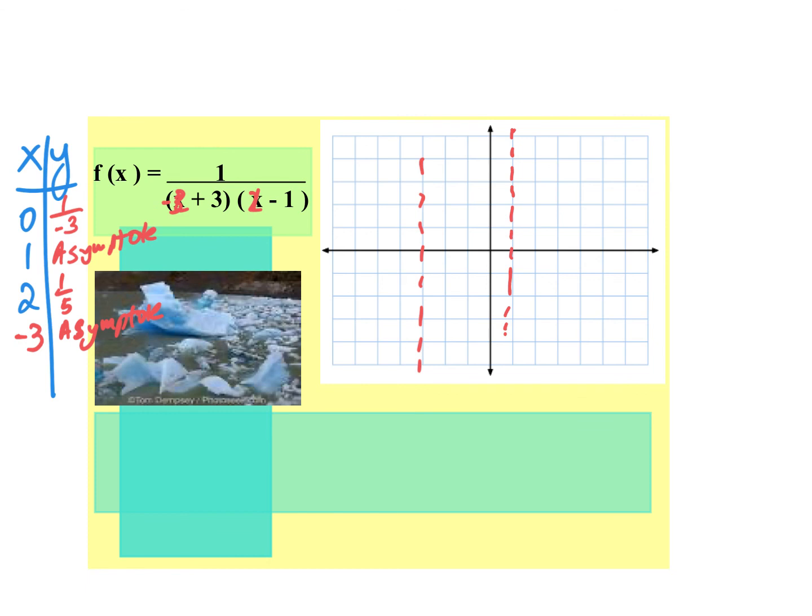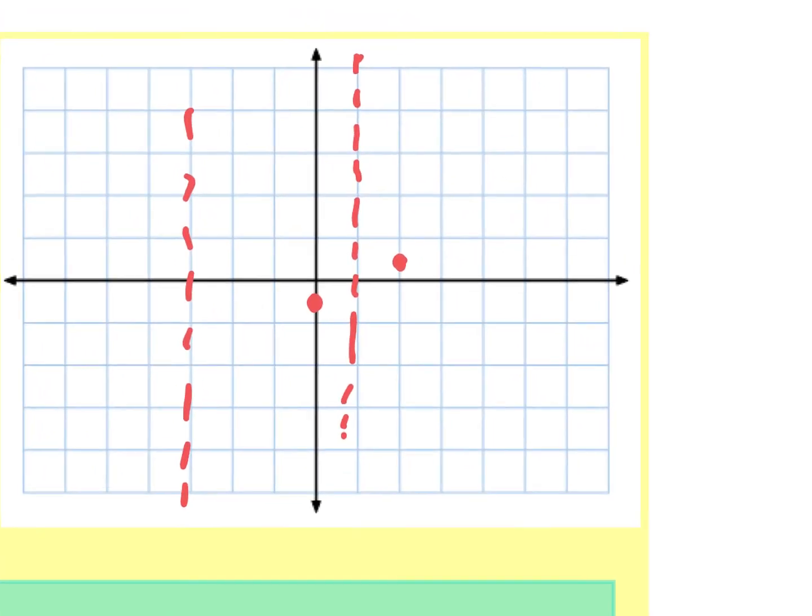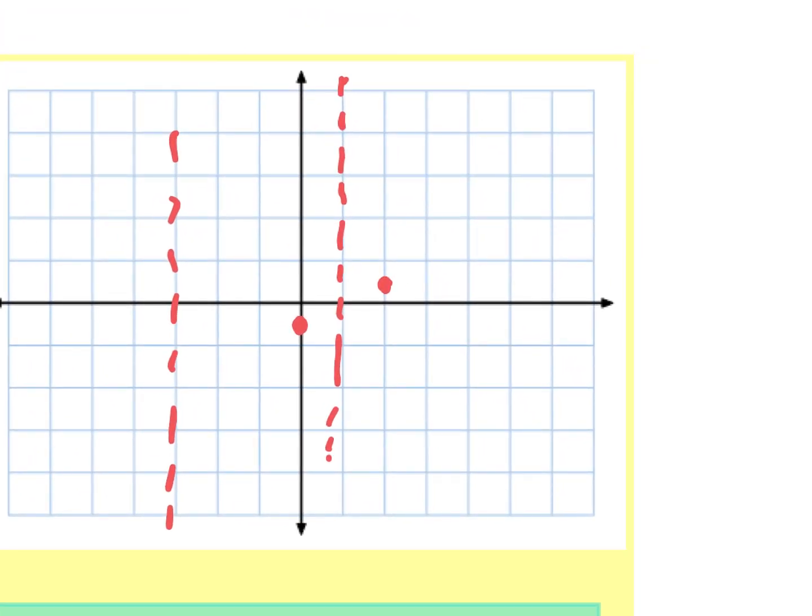Okay, I think that means that we're getting really close to the end of the hour. So I'm going to just say one more point. 0 comma -1/3 is like right there. And 2 comma 1/5 is like right there. I know this is crazy, but I have enough info right there to know that my graph must do this.